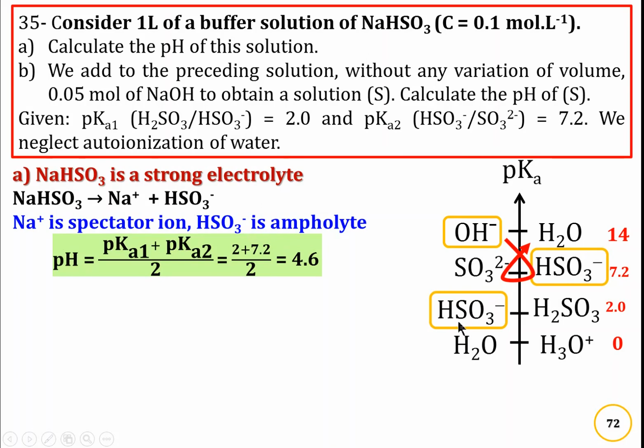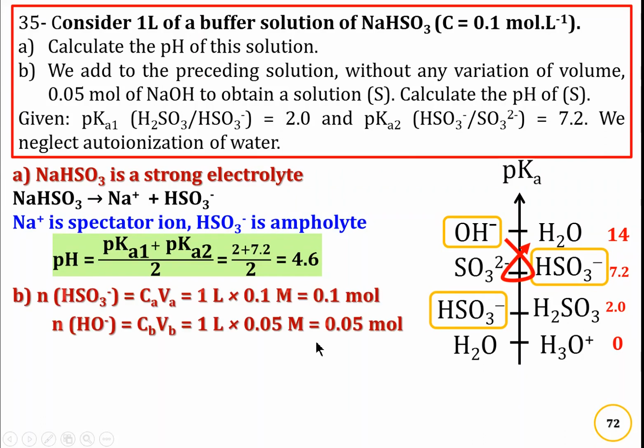HSO3− is an ampholyte that plays the role of acid in one couple and base in another couple. So when we add OH−, we will have a reaction between OH− and HSO3−, and this reaction is complete since the difference of pKa is greater than 4, or K of the reaction is greater than 10^4, or 10^4 quantitative, or 10^6 complete.